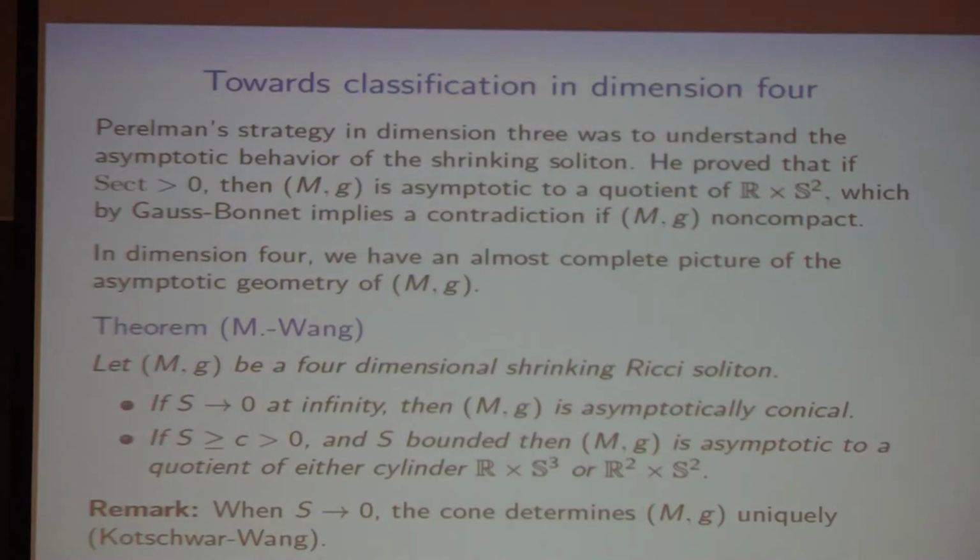If scalar curvature is bounded from below, then we can prove it's asymptotic to either one of two possible cylinders, or their quotients. What's missing here is what happens if scalar goes to 0 along a sequence and it doesn't go to 0 everywhere. Or scalar goes to 0 almost everywhere, but there's a direction where it doesn't? That's more likely to happen, but we believe no. We believe, at least in dimension 4, that this should not be the case.